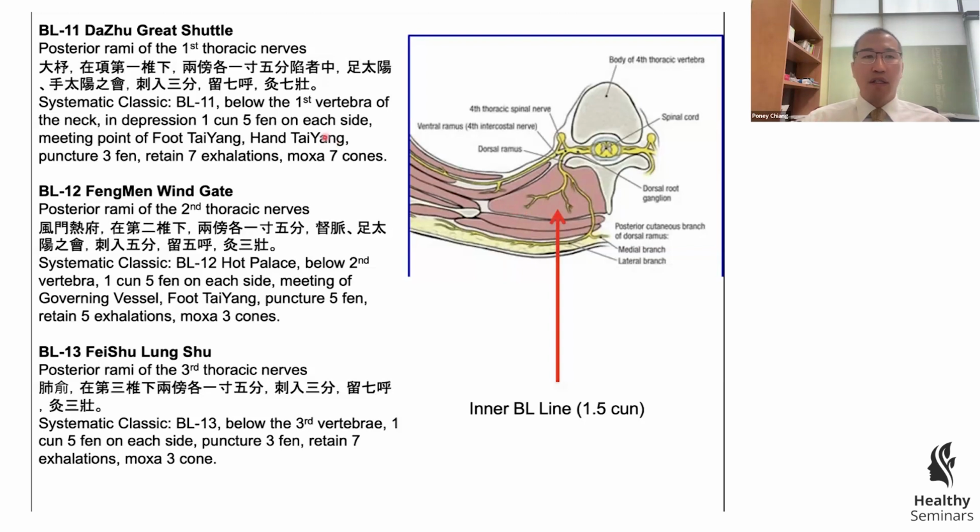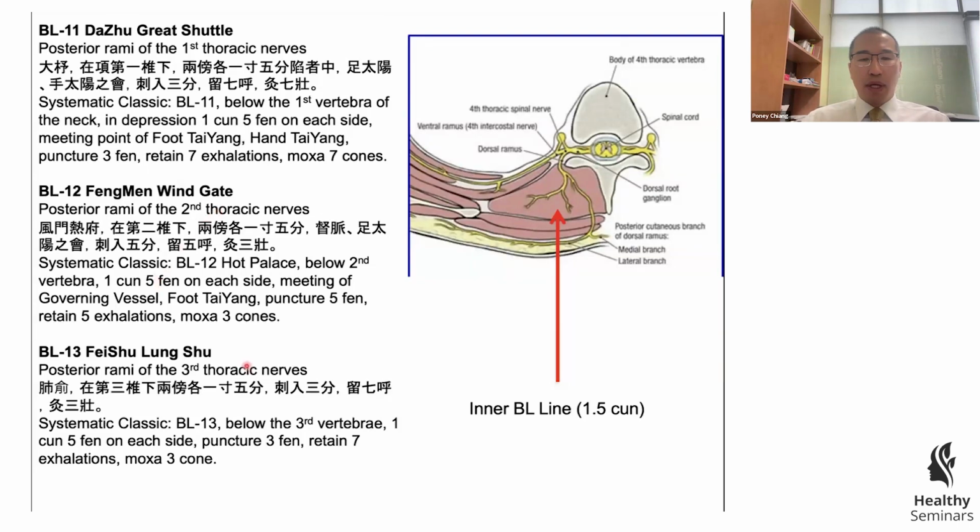And so the anatomy is pretty repetitive here. If you're at the level of T1, then you're going to be affecting the dorsal rami of the first thoracic nerve. At the level of T2, you're going to be affecting the dorsal rami of the second thoracic nerve, et cetera, et cetera. I don't think it's necessary for us to go through every single one of them. It's pretty self-evident.